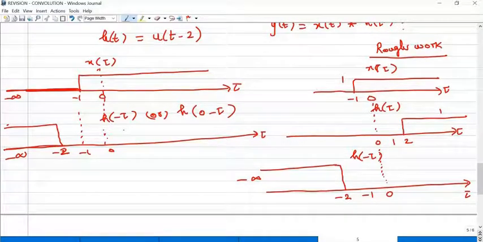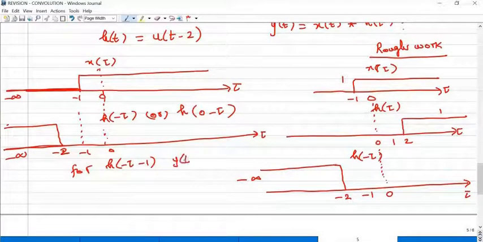Now if we draw h of minus tau minus 1 diagram again, your signal goes from minus infinite to minus 3. Then you won't get any overlapping. So check at what t value your signal starts getting overlap. For h of minus tau minus 1 also, y of t equal to 0, because this signal will be left shifted again.